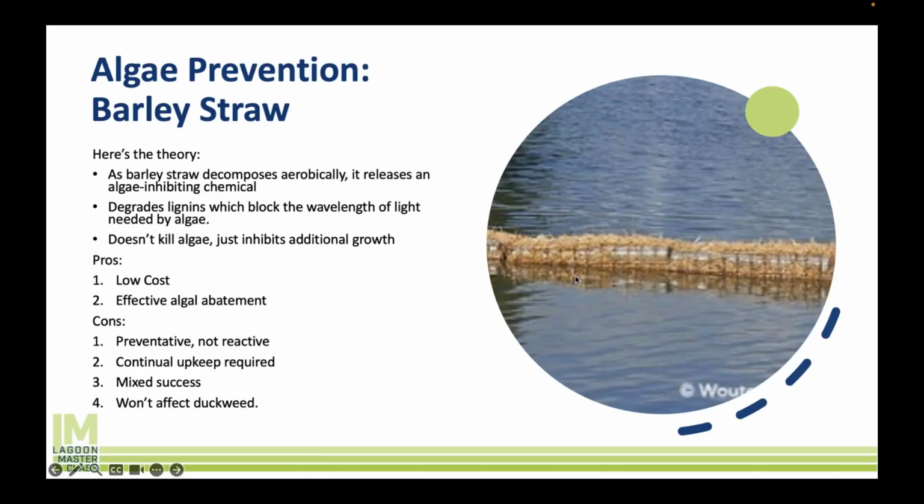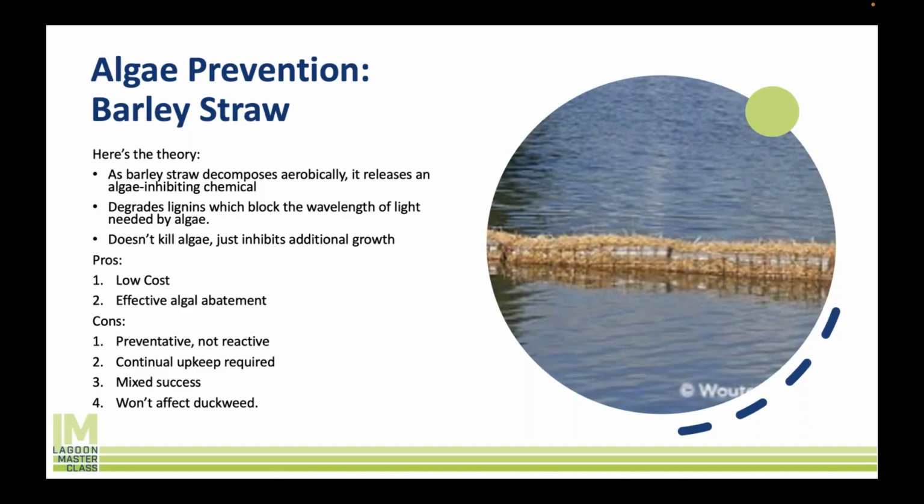Barley straw. So this one comes up a lot. People like this one. They talk about it a lot. You could put barley straw in your lagoon, and the mechanism here is that as it degrades, it releases chemicals that basically block the wavelength of light that algae need to grow. So they're specifically targeting the wavelengths that penetrate down to the bottom that cause the algae to form at the bottom as it breaks down, which is pretty cool, kind of a natural thing.